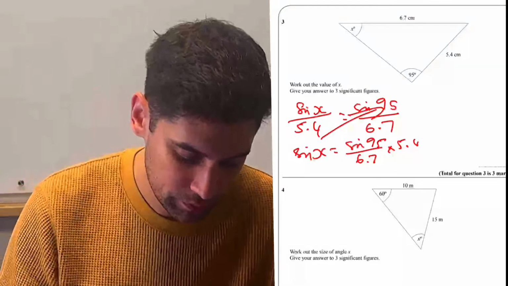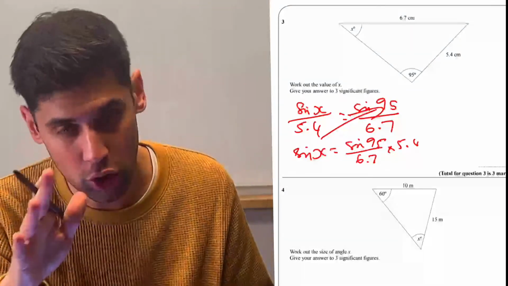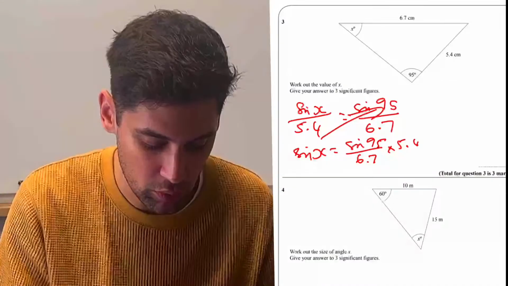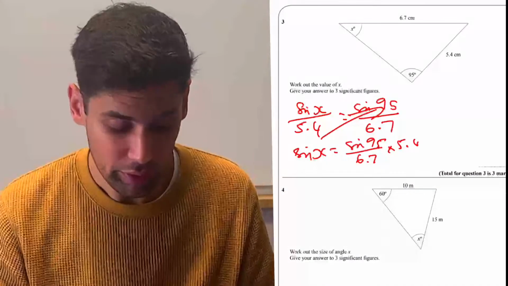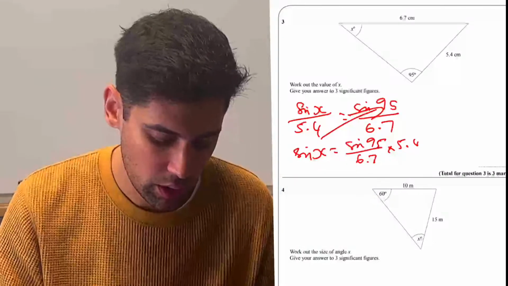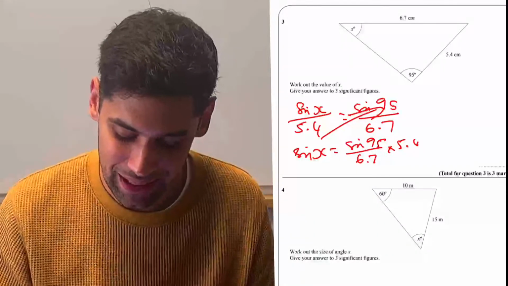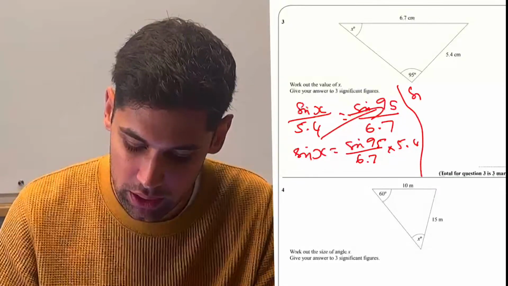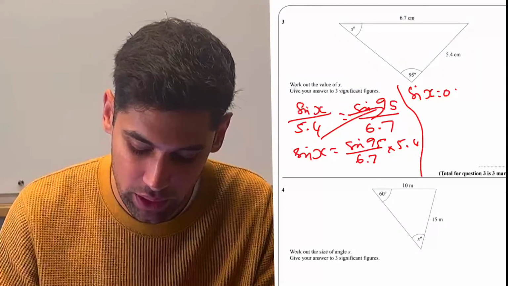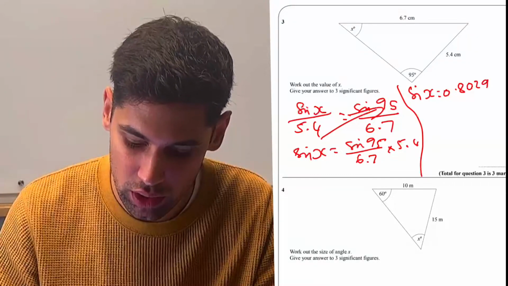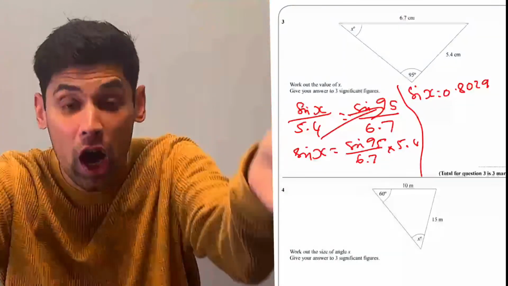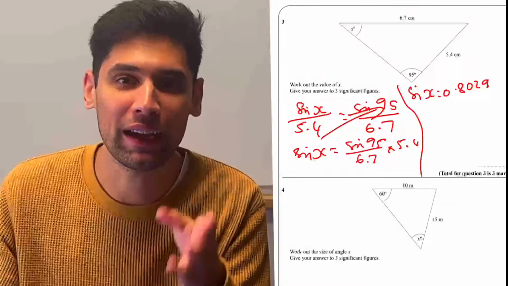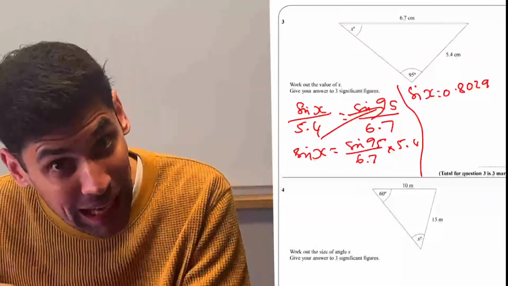Get our calculator. Again, make sure we're in degrees. So important. The amount of marks that have been dropped due to being in radians is horrifying. Times 5.4, and we get that sine x equals 0.8029, and you're looking at that and thinking, how can this angle be 0.8 when the other angle is like 95? Well, it's because we haven't found x yet. We found sine x, right?